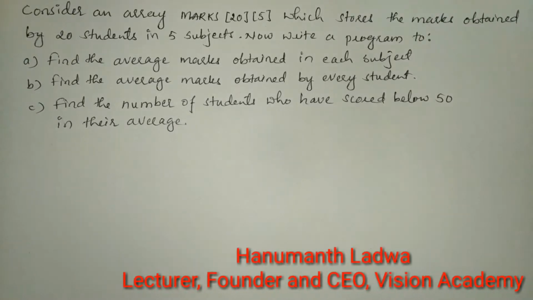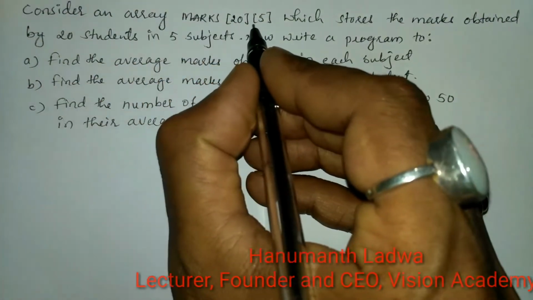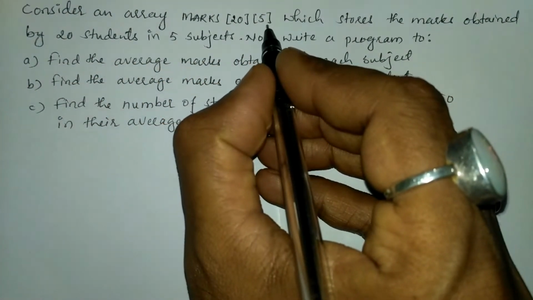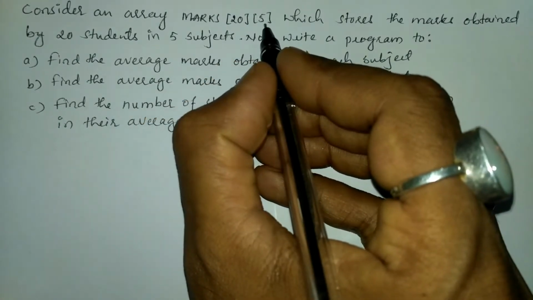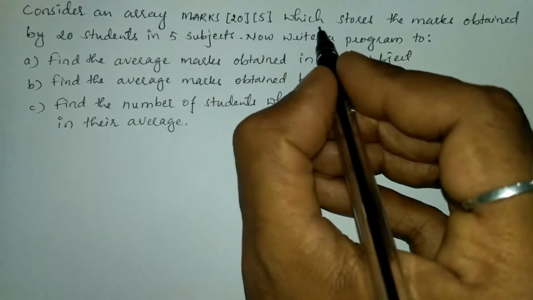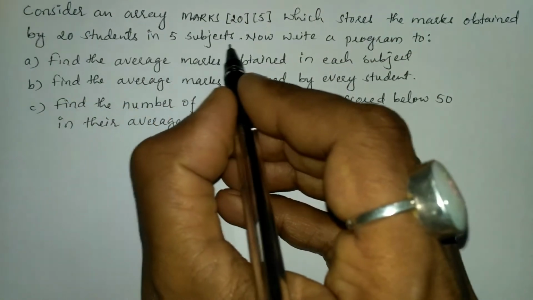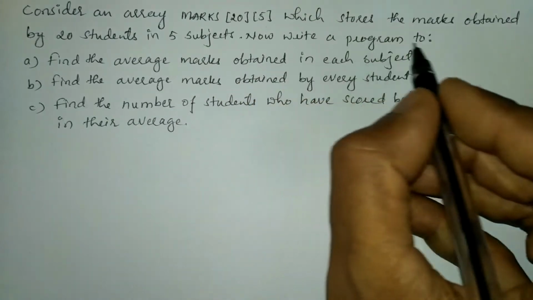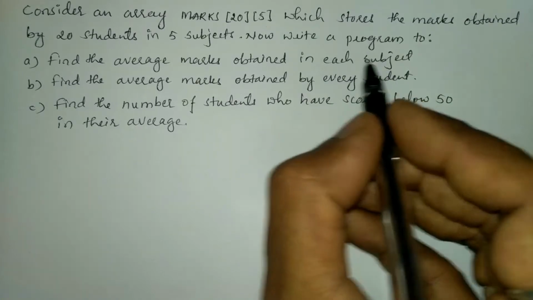My name is Hanmant Ladwa and in this video we are going to consider an array marks of size 20 and 5. So here 20 is representing row and 5 is representing column, which stores the marks obtained by 20 students in 5 subjects. Now write a program to find the average of marks obtained in each subject.